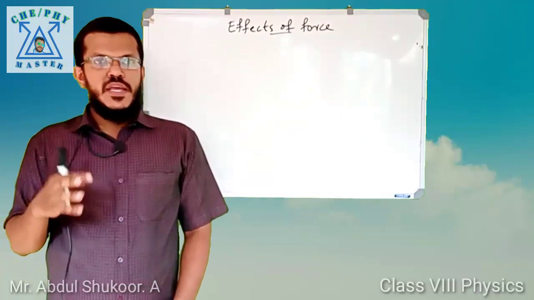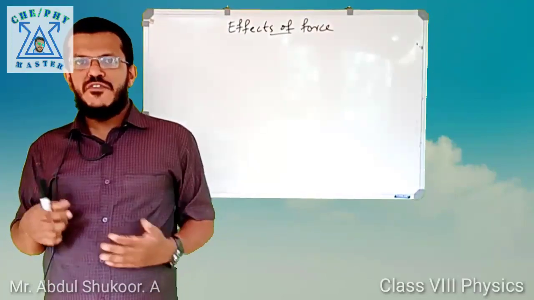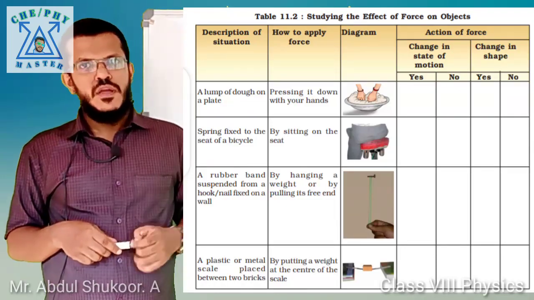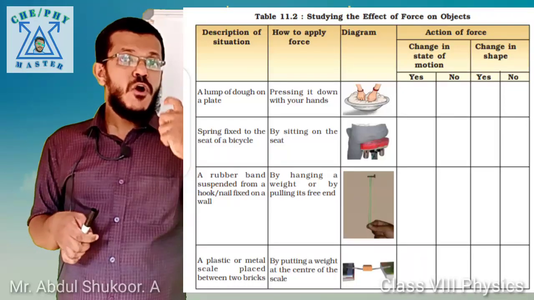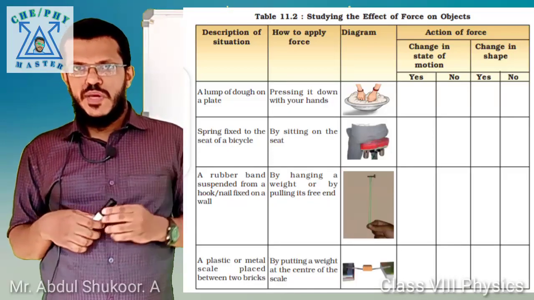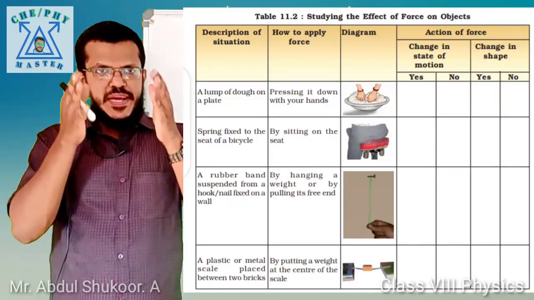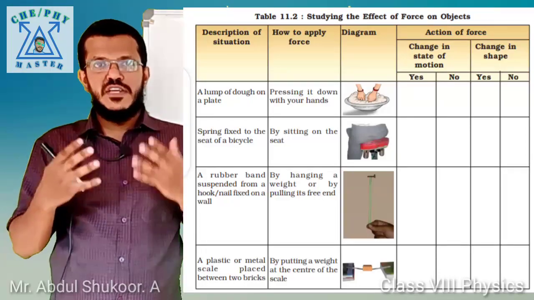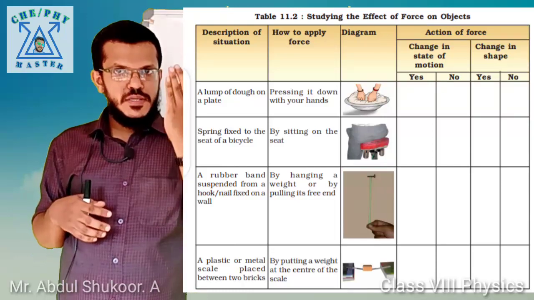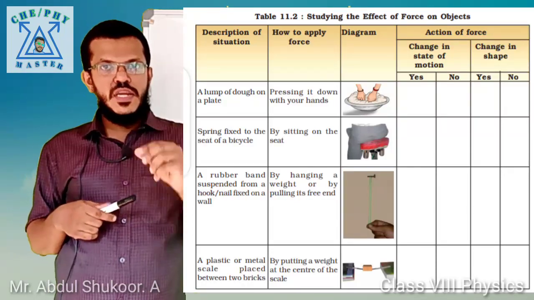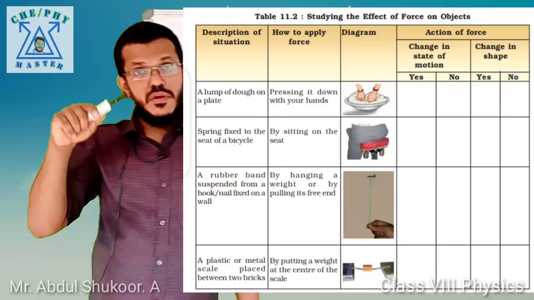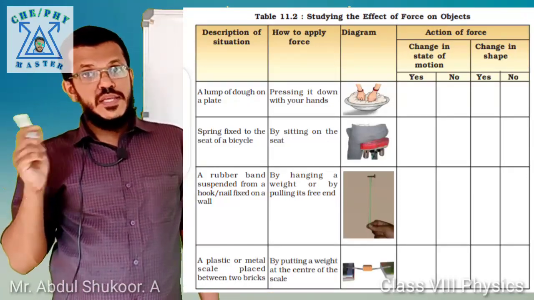Understood? Okay, now I am displaying one of the tables in front of you: studying the effect of force on objects. In this table you can see the description of the situation, how to apply force, and a diagram. Then the action of force. What action of force is done on this object? That means change in state of motion or change in shape. If there is a change in state of motion, you can tick there, and if there is no change in motion, then you tick the column of no. And change in shape is also like that.